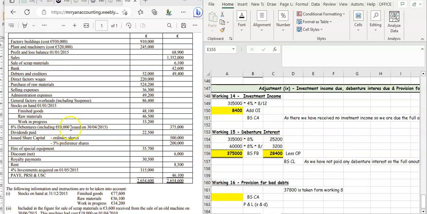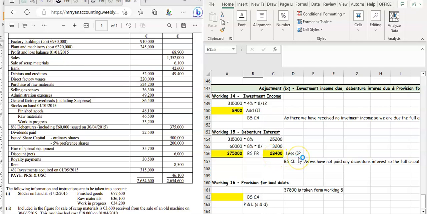And then you're going to take this new debentures that were issued on the 30th of 4th. So 60,000 multiplied by 8%, multiplied by how long we had it for, because it's not for the full year, because it was issued on the 30th of 4th. So we're going to start in the 5th month. So it's going to be 8 12ths. That's going to give you 3,200. So those two figures added together will give you your debenture interest for the year, which is 28,400.